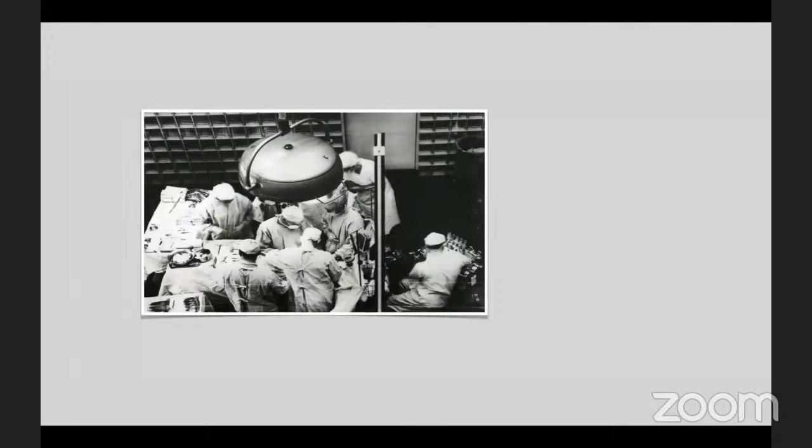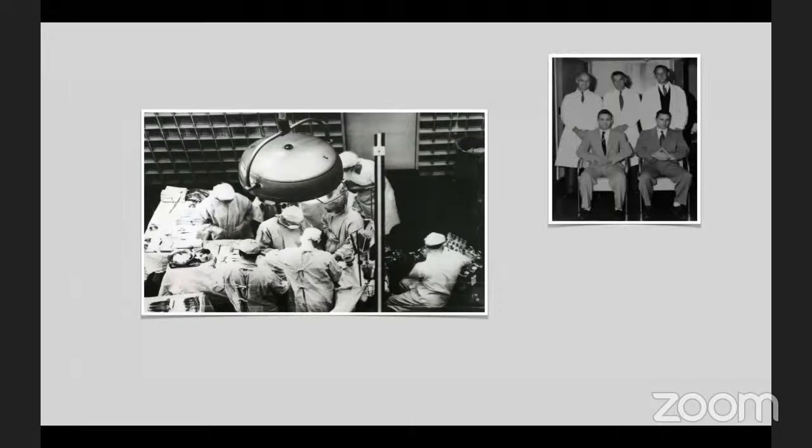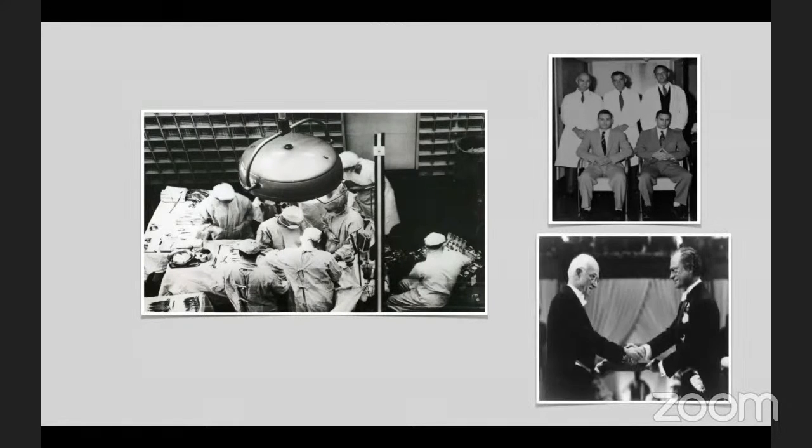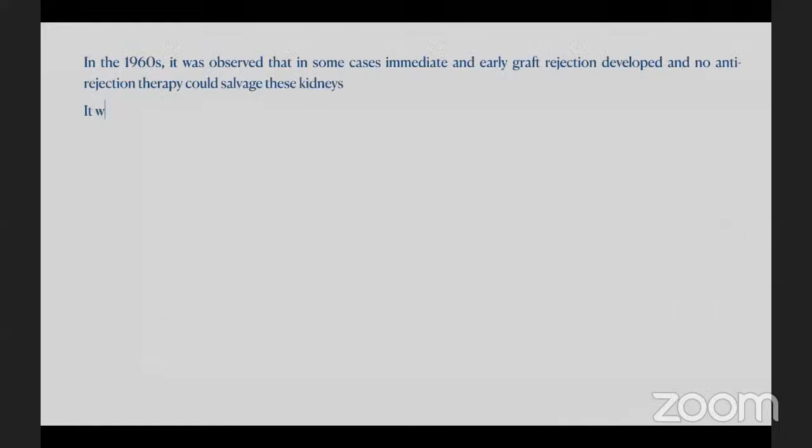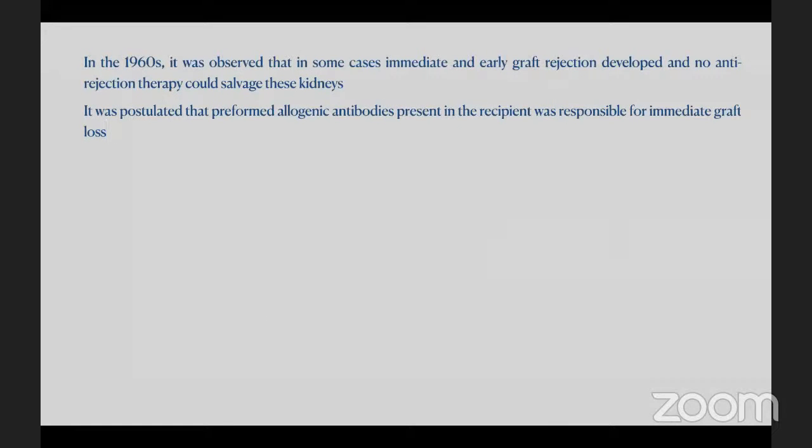We'll go through the milestones on kidney transplantation. We all know that this started in Brigham and Women's in December of 1954, and the team was led by Dr. Murray, and eventually he received a Nobel Prize for his major contribution in transplantation. It was in the 1960s that it was observed that in some cases of immediate or early graft rejection, patients developed refractory rejection despite therapy, and these kidneys could not be salvaged. It was postulated then that this was because of some allogenic antibodies present in the recipient, responsible for immediate graft loss.